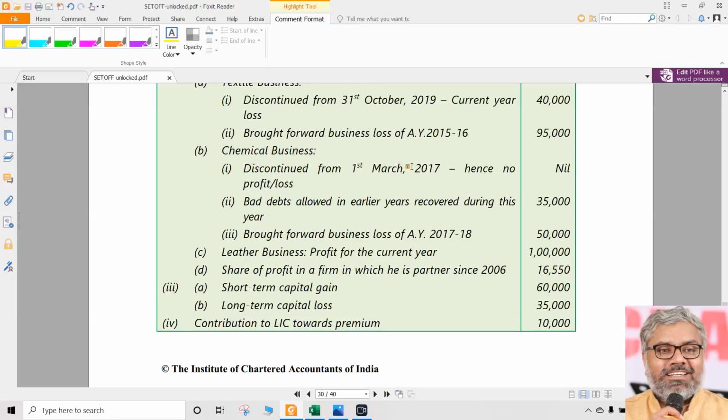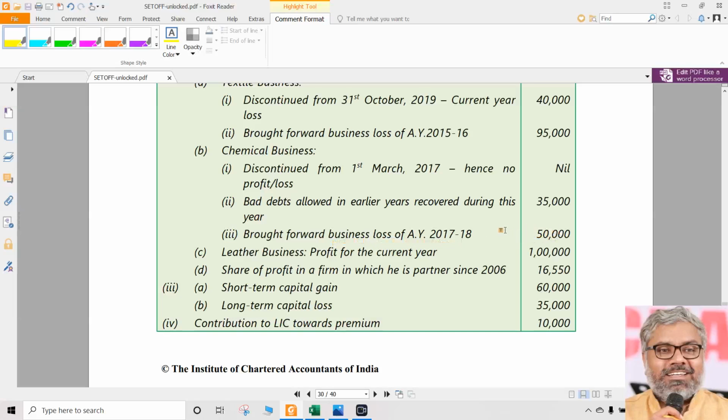Then the chemical business was discontinued in March 2017, not now. So in the current year there is no loss and naturally no profit, because we did not even do the business. However, look at this. Bad debts allowed in the earlier years and recovered during this year is 35,000. This becomes deemed profits. You have to remember Section 41. When any deduction was allowed in the earlier years and recovered during the year, that becomes PGBP income, that becomes taxable. 35,000 will be taxable. However, can this 35,000 be used for setting off the brought forward business losses? Absolutely yes.